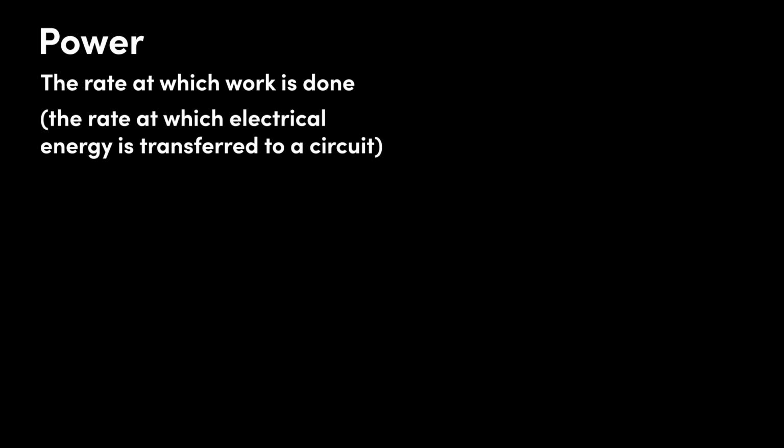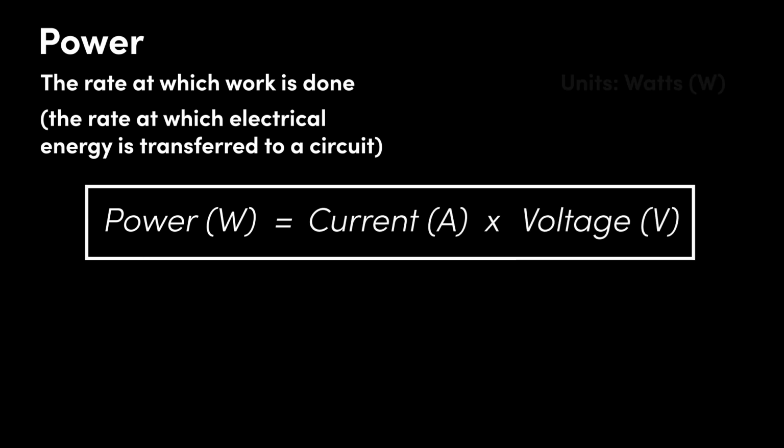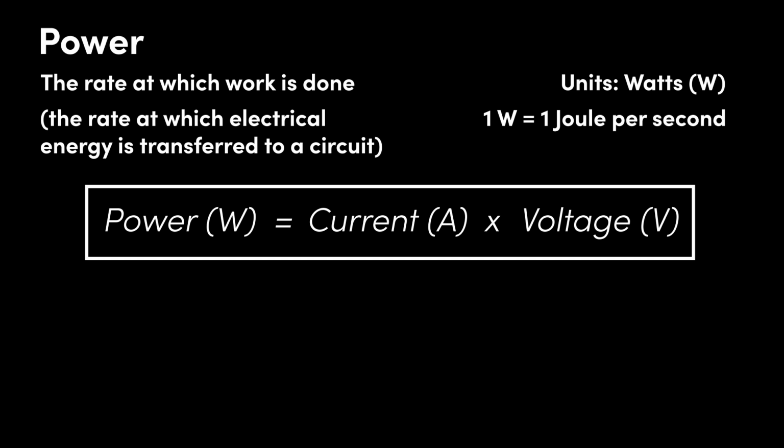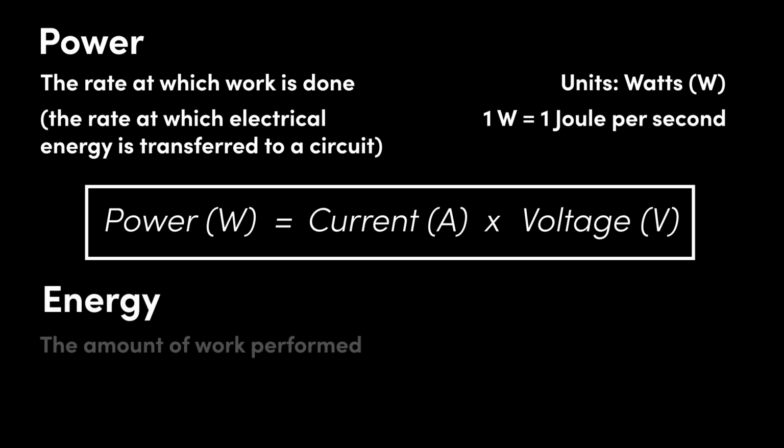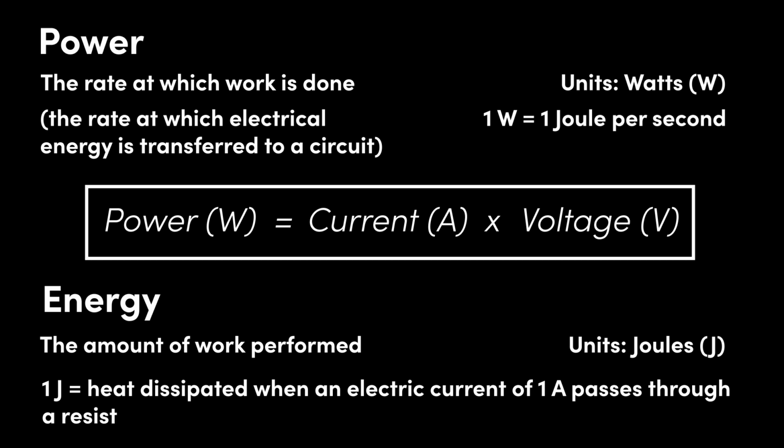Power is the rate at which work is done. Specifically in terms of electrical power, it is the rate at which electrical energy is transferred from our power supply, such as our battery, to our circuit. Electrical power can be calculated as current multiplied by the voltage and has the units of watts, where 1 watt is equal to 1 joule of energy per second. Energy is then the amount of work performed, and 1 joule is equal to the heat dissipated when an electric current of 1 amp passes through a resistance of 1 ohm in 1 second.